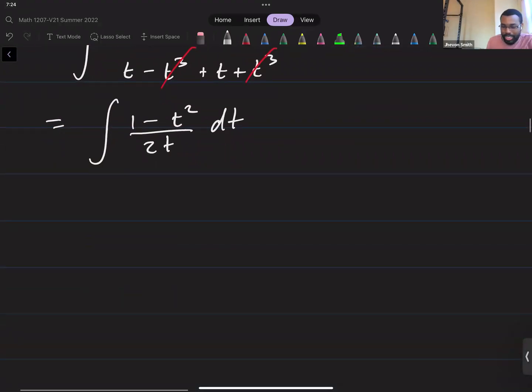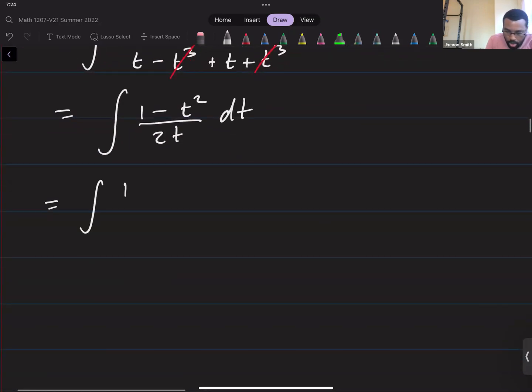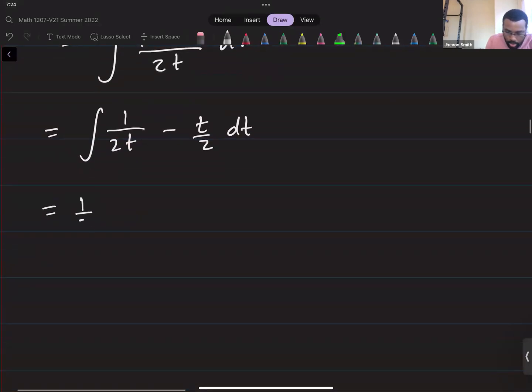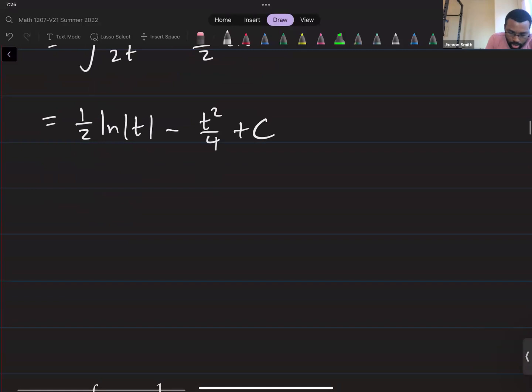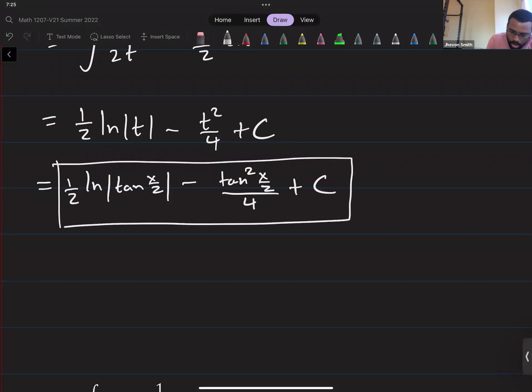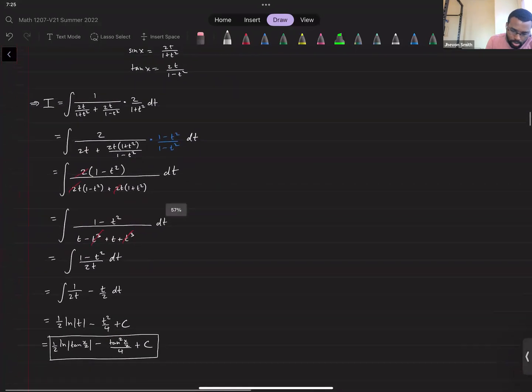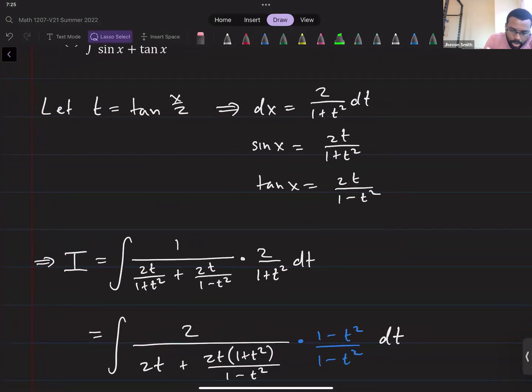It's not so bad compared to the one we just did. So this is just going to be the integral of 1 over 2t minus t over 2. So that's going to be 1/2 ln of t minus t squared over 4. And now we can replace t with what it is. So this is 1/2 ln of tangent x over 2 minus tan squared x over 2, over 4. And that's that one. Maybe this would be nicer if I put this.